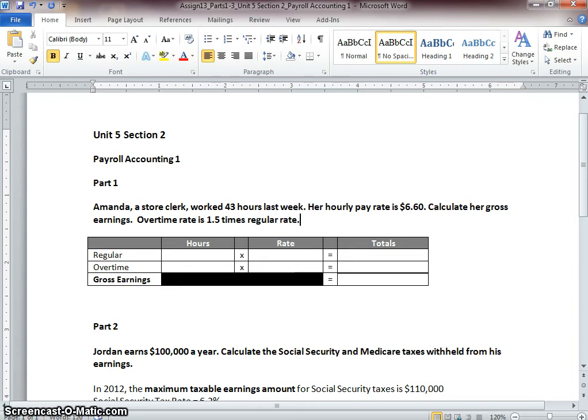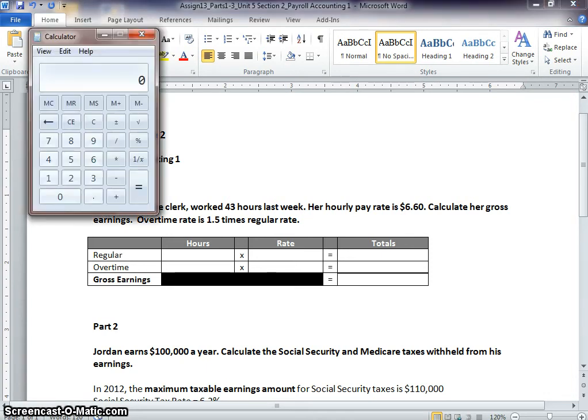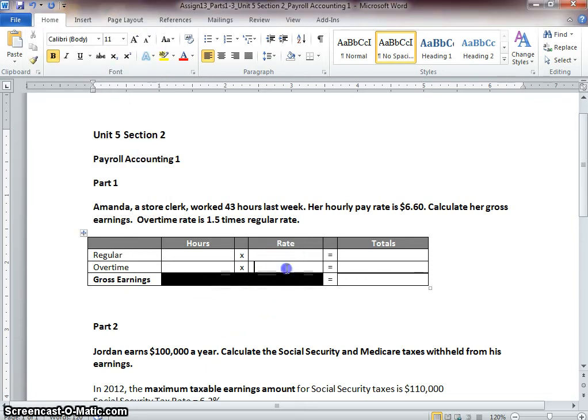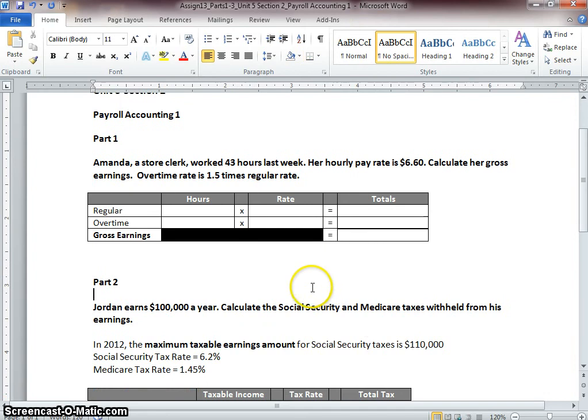And so then we need to calculate what our overtime rate is. So we're just going to pull up our calculator here. I'm going to take 6.60 times 1.5, and that gives me my overtime rate. So I will jot down $9.90 in my rate box here to multiply times my overtime hours. So you're figuring out Amanda's gross pay then. You should have the total here in this cell, and that is her gross pay, which means before taxes. And that's all there is to it for Part 1.